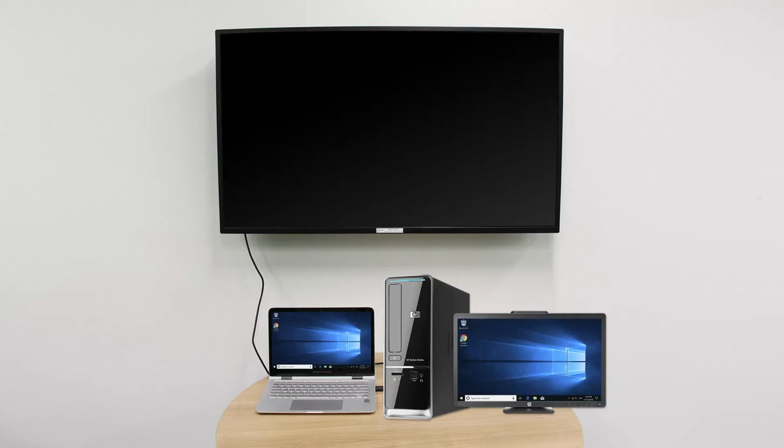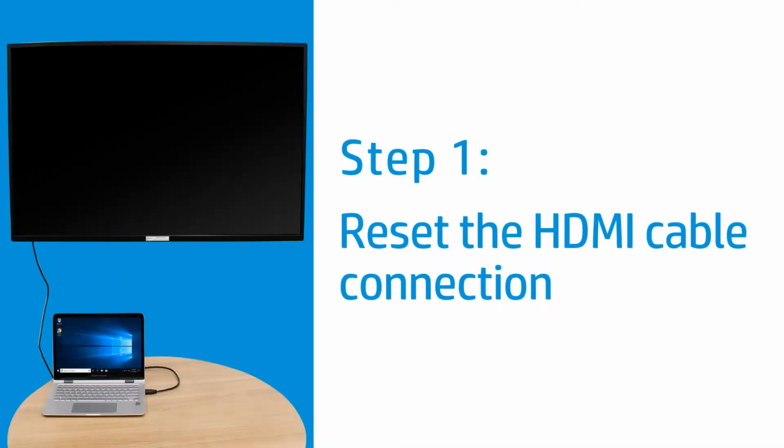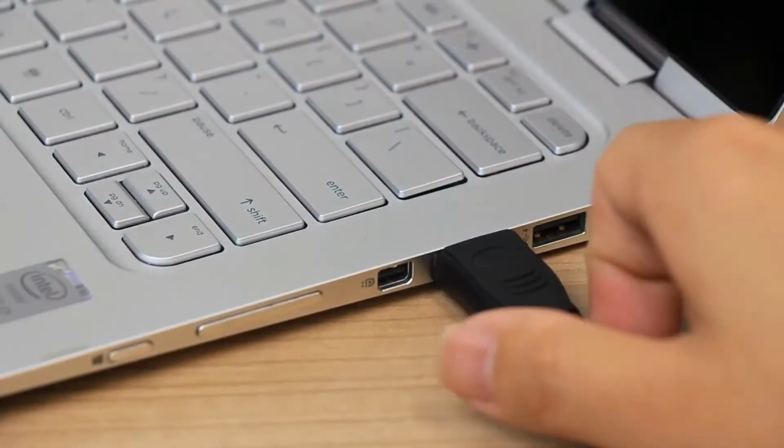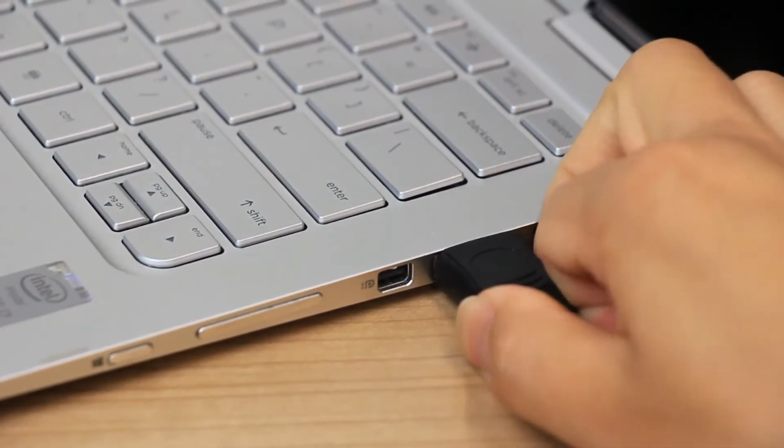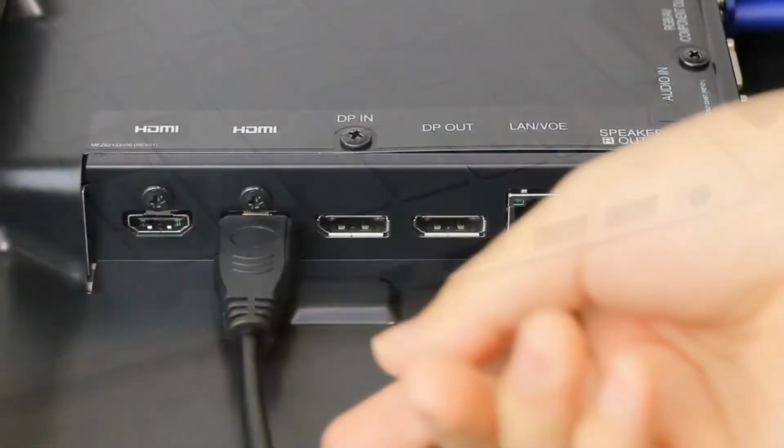when it is connected to a monitor with an HDMI cable, but the screen display or sound does not work correctly. Disconnect and then reconnect the HDMI cable to reset the connection. Disconnect the HDMI cable from the computer and television.